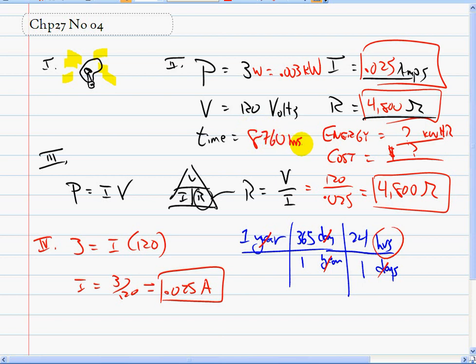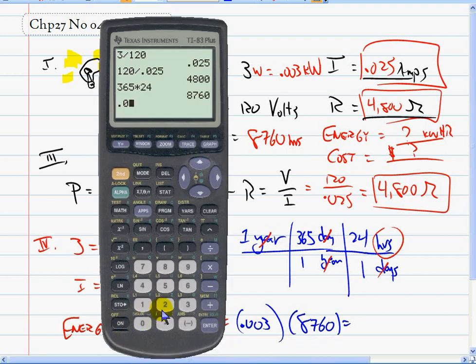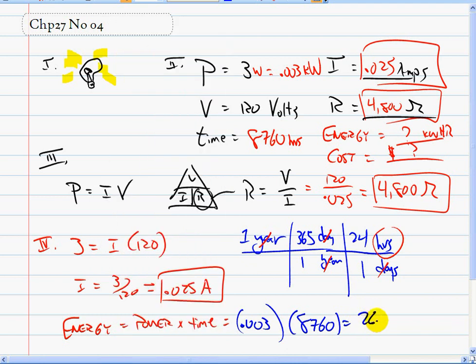So we get our energy consumption. Energy is simply equal to power times time in kilowatt hours. What do you want to use for power? Do you want to use 3 watts or 0.003 kilowatts? Which one's the right one? We want to use 0.003 kilowatts, right? And then we multiply not by 1 year, but by 8,760 hours to get our kilowatt hours, okay? So if I take 0.003, I can multiply that by 8,760, and I get my kilowatt hours. 26.28 kilowatt hours. Yay.